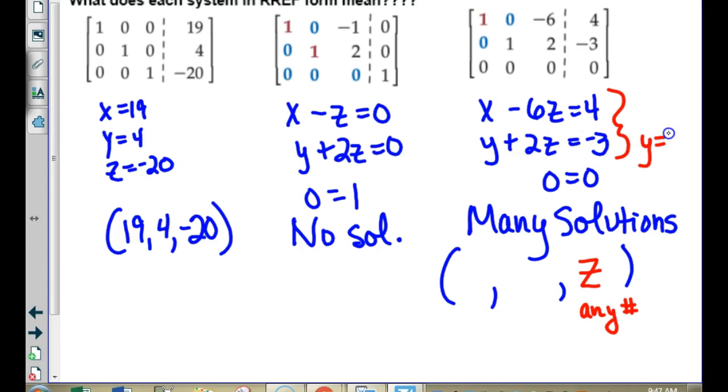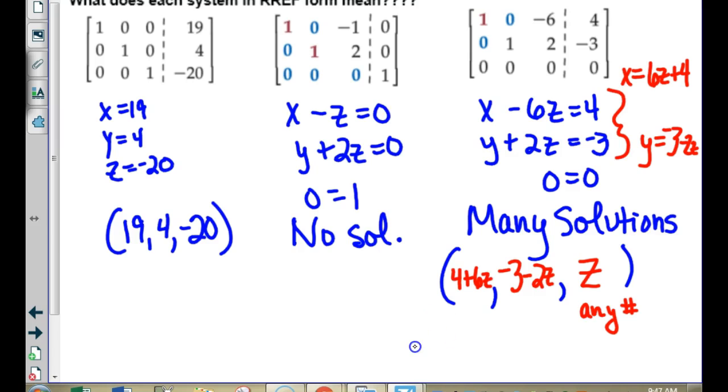Y equals negative 3 minus 2z. I don't have much room, but I'll write it down here again. Negative 3 minus 2z. We got the y by itself in terms of z. Now what are we going to do for this top one? We're going to say x equals in terms of z. We add that over there. We'll have what? Yeah, 4 plus 6z or 6z plus 4, doesn't matter.